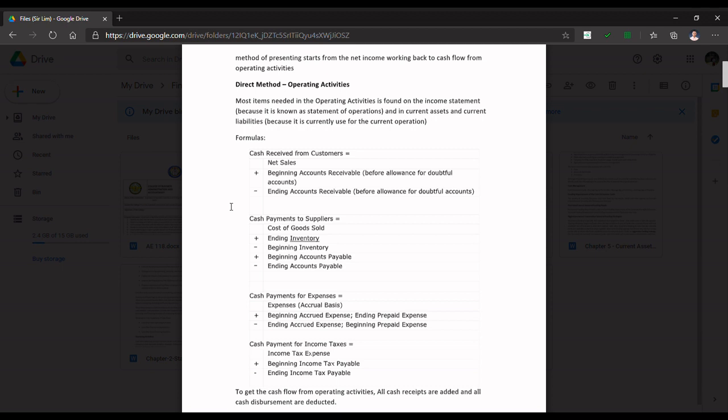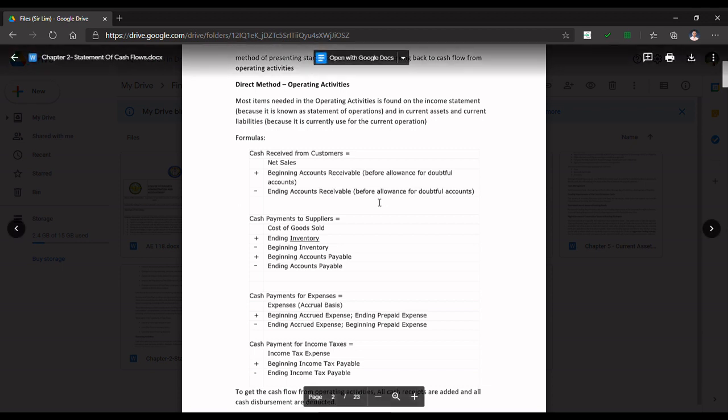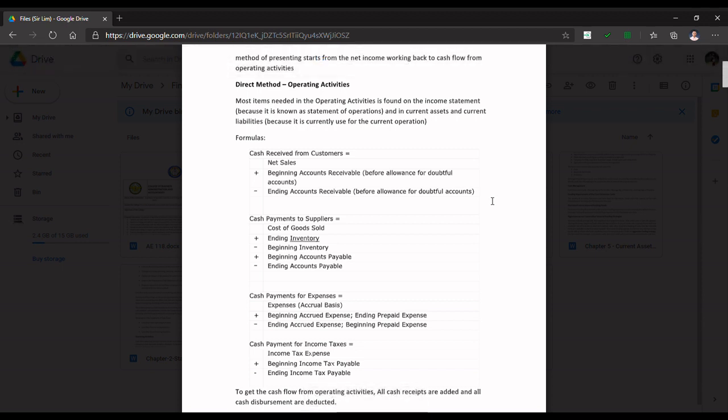So, if we deduct the accounts receivable, take note that it is also before allowance for doubtful accounts, meaning we add back the allowance for doubtful accounts, or it is before we deduct the allowance for doubtful accounts. So we get the cash received from customers.